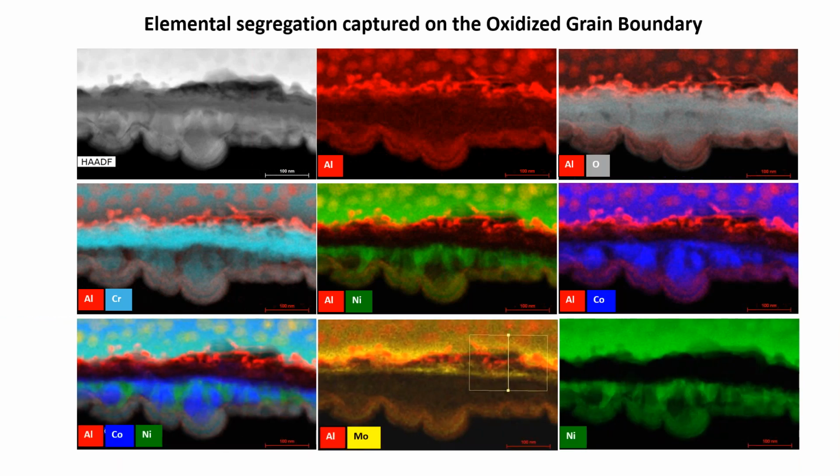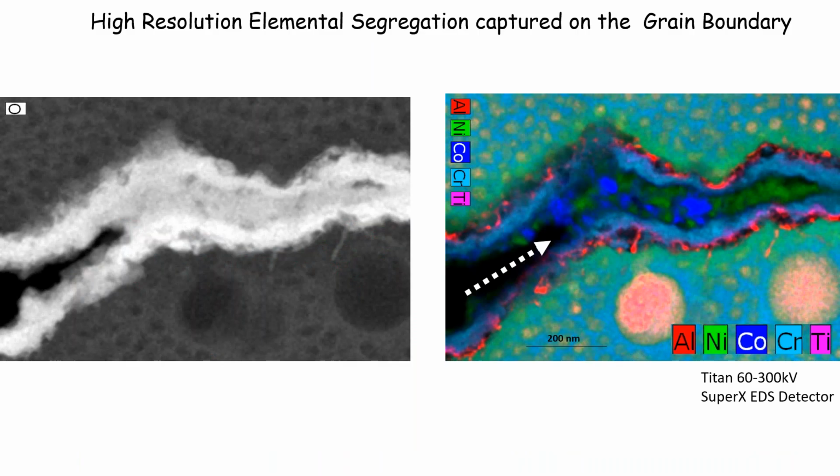You can see from the top in the middle that chromium is the most oxidizing element, right? That's the blue region there. But you can actually pick up where the segregation of these elements is happening. On the left side is just a HAADF image of the oxides. On the right side, if you put all the elements together, you can get an idea about what is going on there.